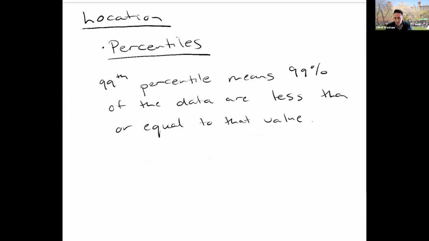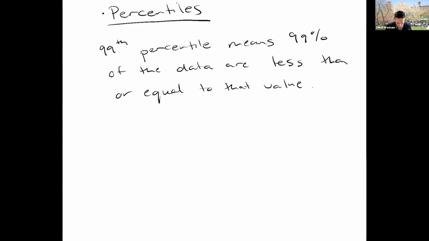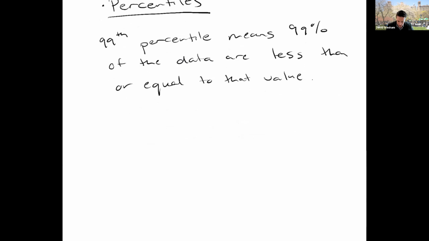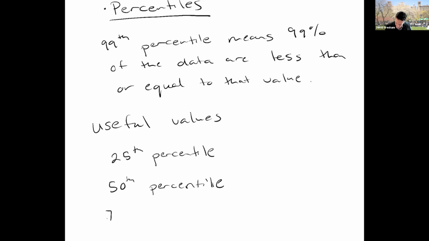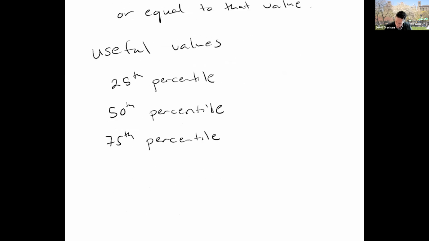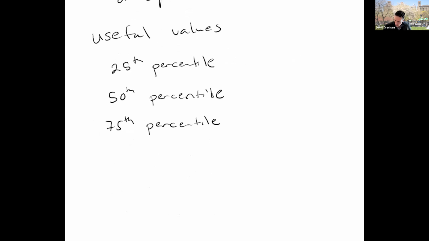And 1% are better, okay? And so the reason I want to introduce this is because this is useful in a type of plotting that we'll look at. And some useful values often are the quartiles. So we can talk about the 25th percentile, the 50th percentile, and the 75th percentile. And this is called the first quartile. This is the third quartile.